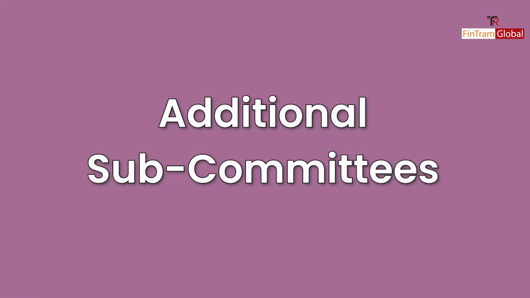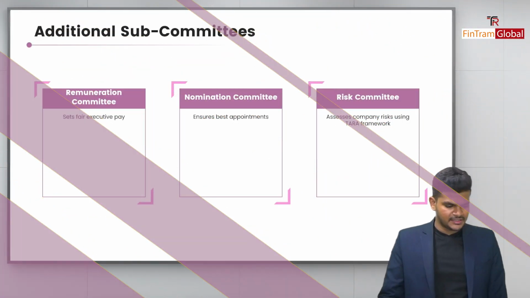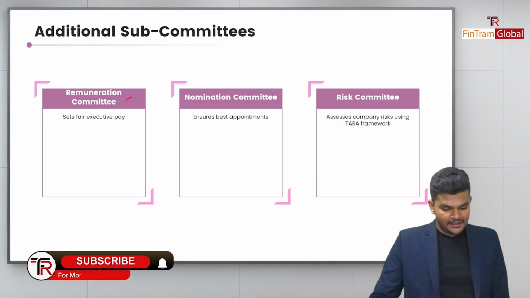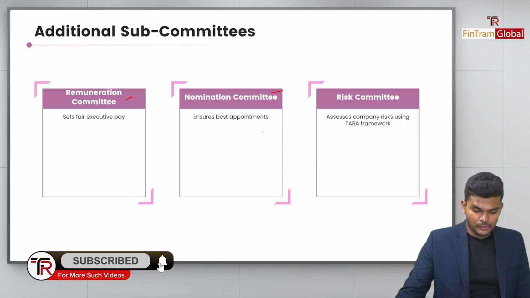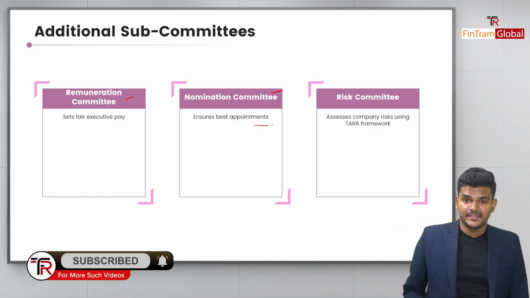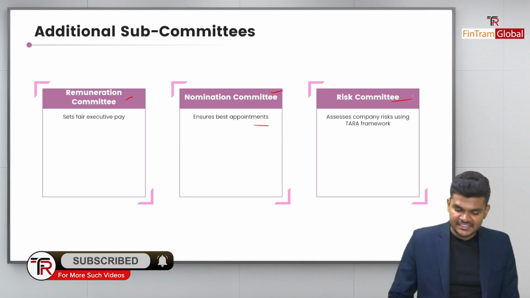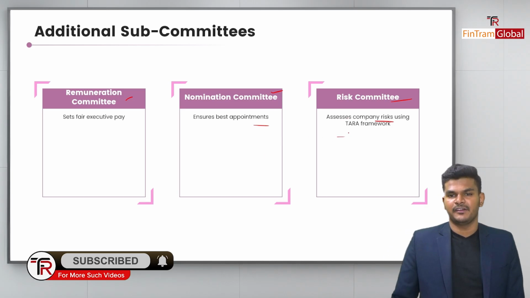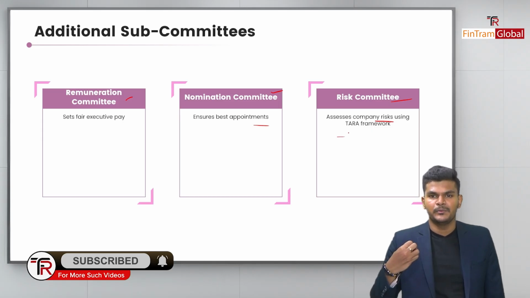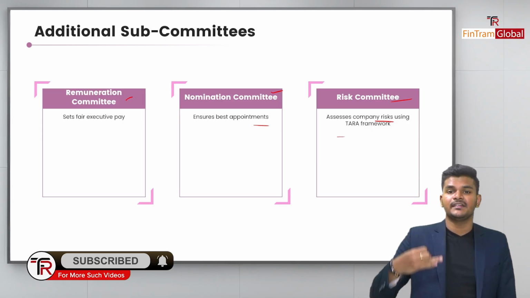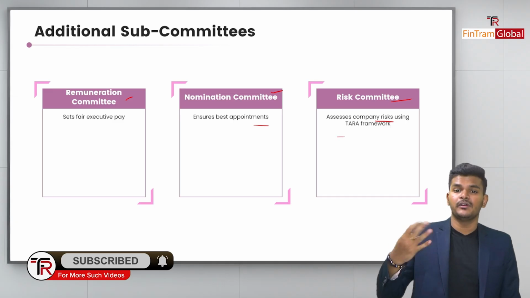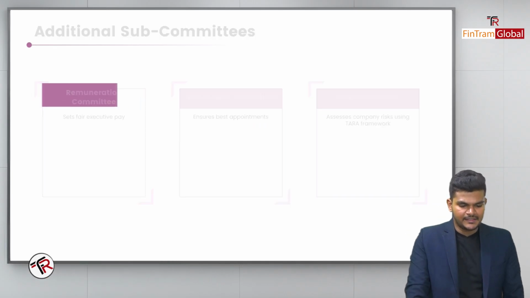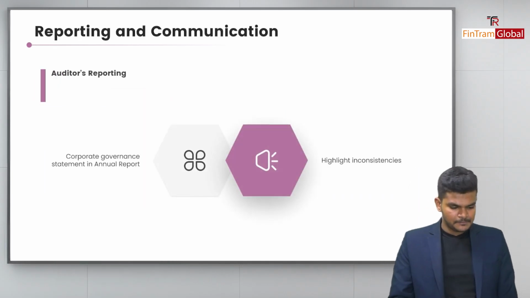Now, what else? There are some other committees as well, such as the remuneration committee, who's in charge of setting fair executive pay, and then we have the nomination committee, which ensures that the best people are appointed in the organization. And then there's also a risk committee, where the company's risk assessment is conducted using the TARA framework. For example, with the TARA framework, we can either transfer the risk, accept the risk, reduce the risk, or avoid the risk. So that particular process can be followed. So these are basically the subcommittees.